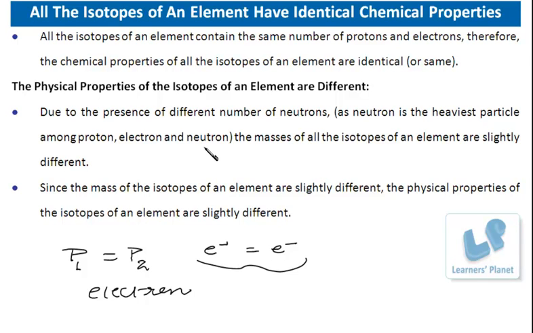Why is their mass different? Because of the number of neutrons. There are many elements which exist as isotopes. Likewise, there are radioisotopes also, which emit radio waves, gamma rays or alpha rays, which go on emitting these radiations. Let's see the radioactive isotopes.